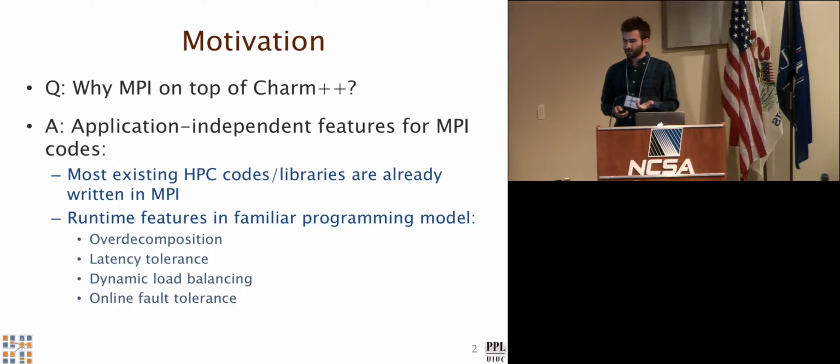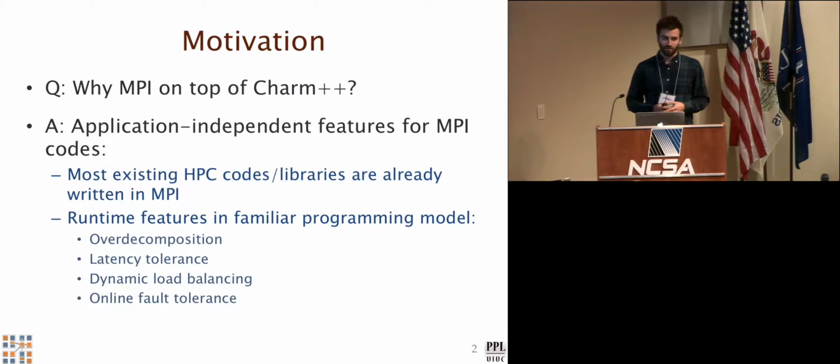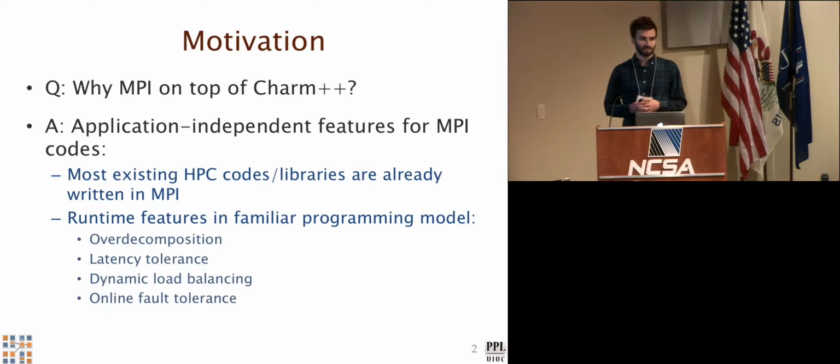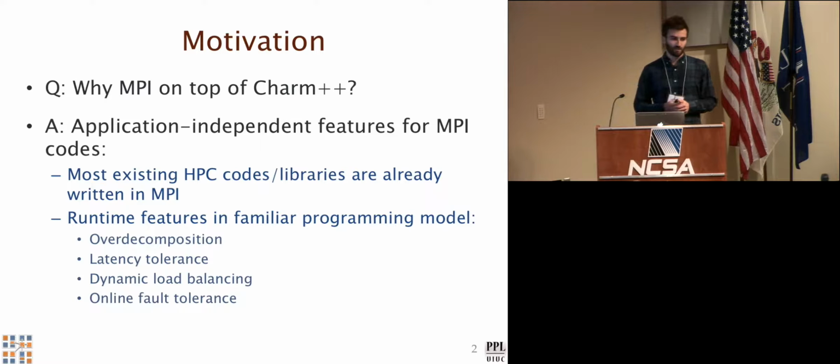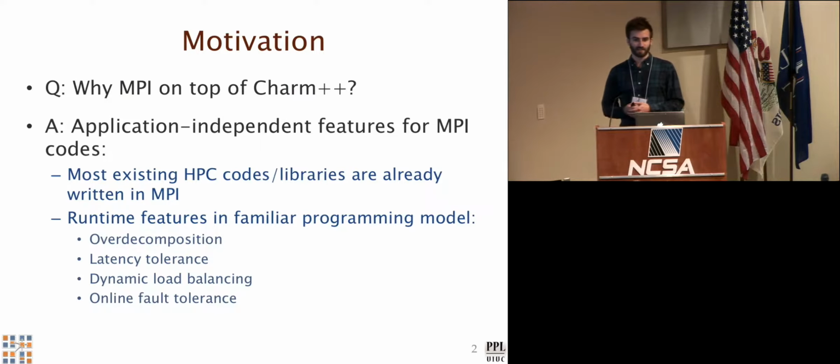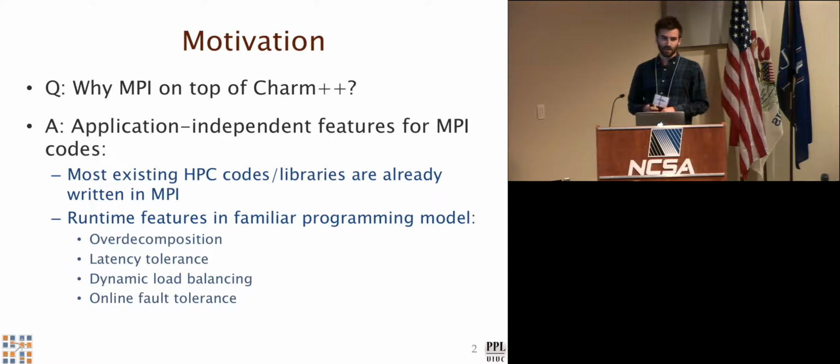And the question naturally arises, why would we want to do this exactly? Well, it's to take advantage of all of the different benefits that Charm++ gives in existing codes that are already written in MPI and have already been validated and tested for many years. And so you don't have to actually rewrite your codes to do this. And running on top of AMPI, you can get overdecomposition, latency tolerance, and do dynamic load balancing and fault tolerance.